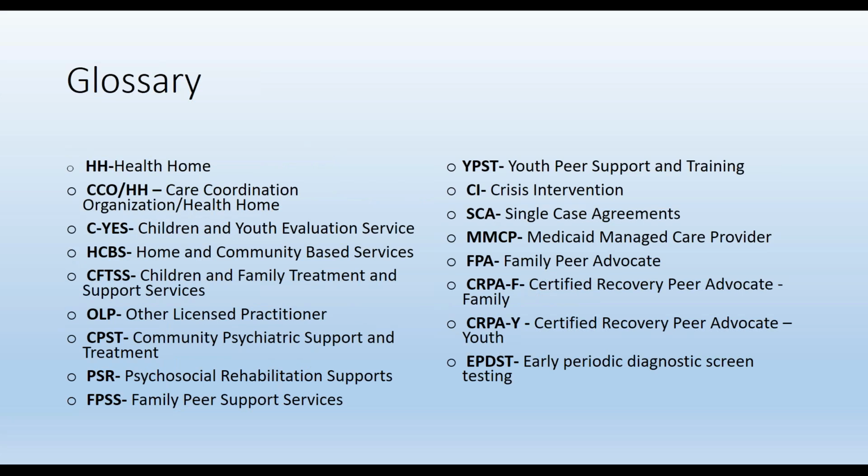A quick glossary of terms that you might hear in this webinar or just moving forward. This is a really helpful tool. We'll go over some of these specific examples of what they mean throughout the webinar. But quickly, you might see HH, which means health home. A CCO or slash HH is care coordination organization in a health home. CS, children and youth evaluation services. HCBS, health and community-based services, which we will talk about a bit more. Of course, CFTSS, which stands for the Children and Family Treatment and Support Services. OLP, other licensed practitioner. CPST, community psychiatric support and treatment. PSR, psychosocial rehabilitation support, FPSS, family peer support services, youth peer support and training, crisis intervention, FCA, single case agreements.